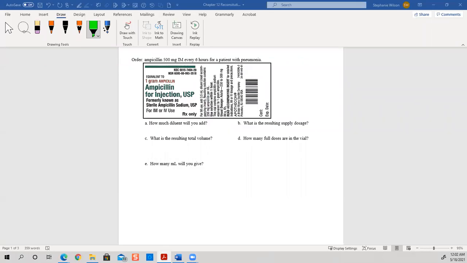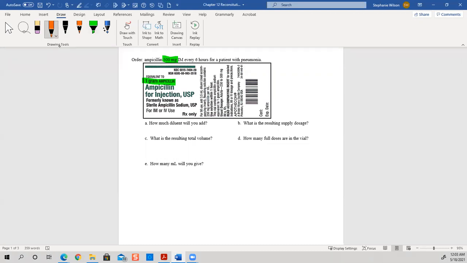Hello. So today we're going to work out some reconstitution examples. And the first one I want to work out has this order of 500 milligrams IM every 6 hours for a patient with pneumonia. And then we have the supply of 1 gram, right? So this total amount inside here is 1 gram. And we're going to answer these questions below.